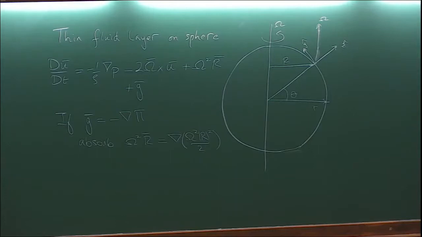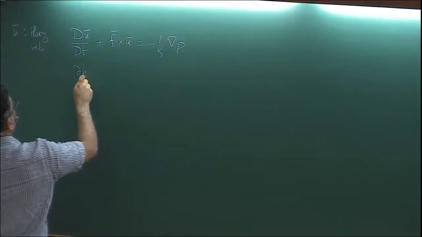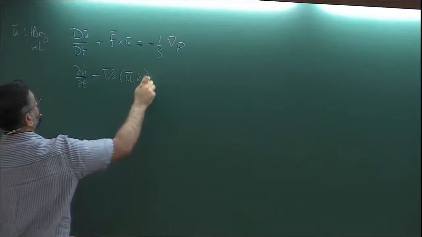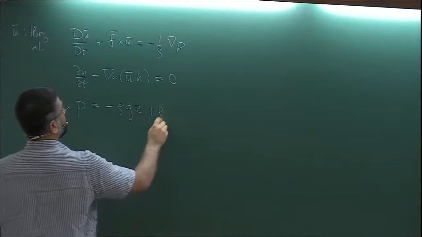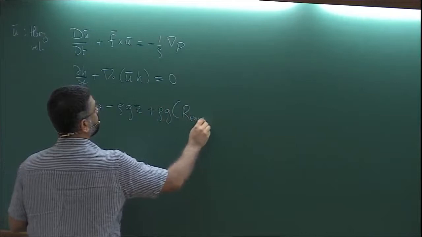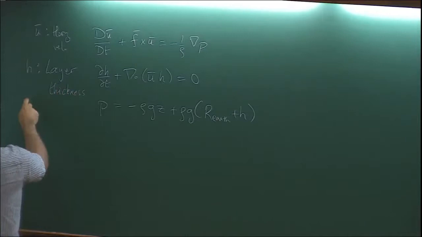So when you do all of this, I'll move to this side because I want to use it again and again. You end up with some abusive notation where now U is a horizontal velocity. F cross U is minus 1 over rho grad P, dH/dt plus divergence of UH is 0. And then we have something like an equation of state. Right. So H is the layer thickness, and R Earth is the radius of Earth.